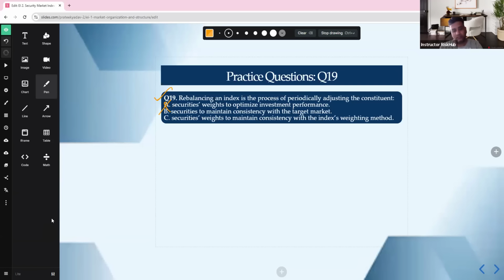That is more like reconstitution because that means changing which securities are included. That's not the aim. Adjust securities weights to maintain consistency with your weighing method. This is exactly what rebalancing is. So we are looking at option C, right? So the key idea: if the question says weights, think rebalancing; if member securities included, think reconstitution, right? Very, very important. Rebalancing means you're adjusting the weights of the current constituents so they remain aligned with your intended weighing scheme, right?